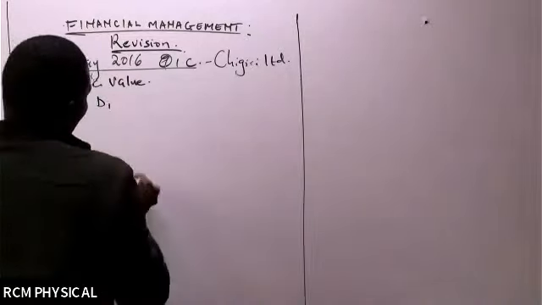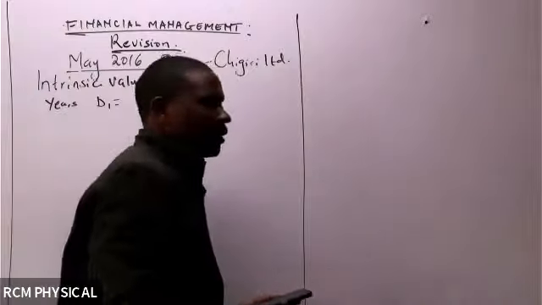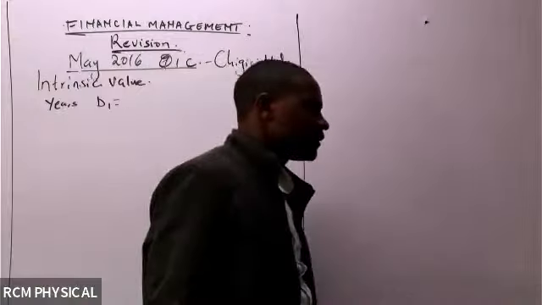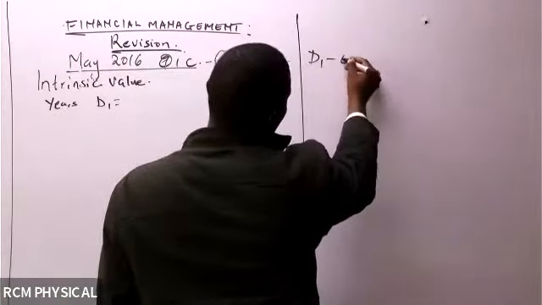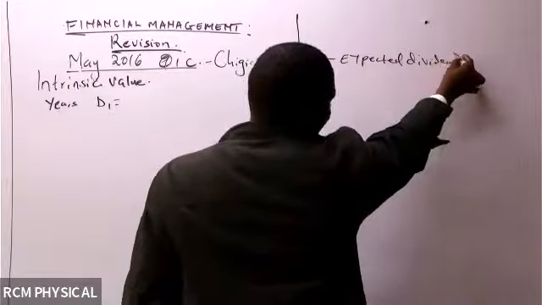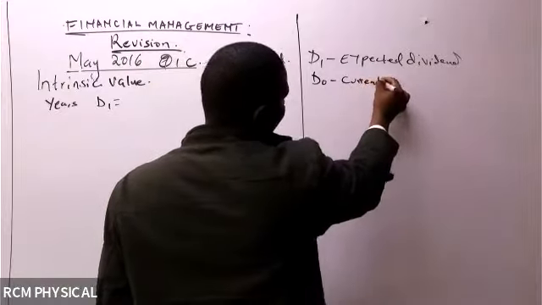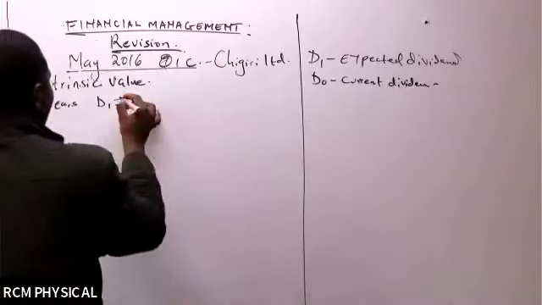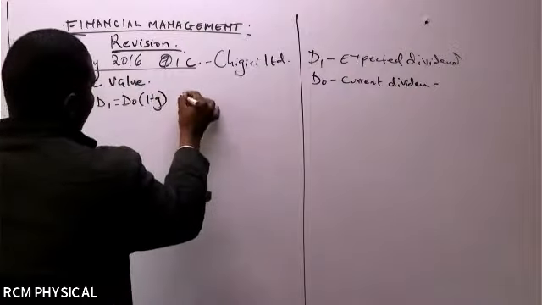I have the D1. Who can remind me how we get the D1? How do we get expected dividends? D1 is the expected dividend. D0 is the current dividend. D1 is gotten by D0 times (1 plus g). Then we shall be getting the present value.